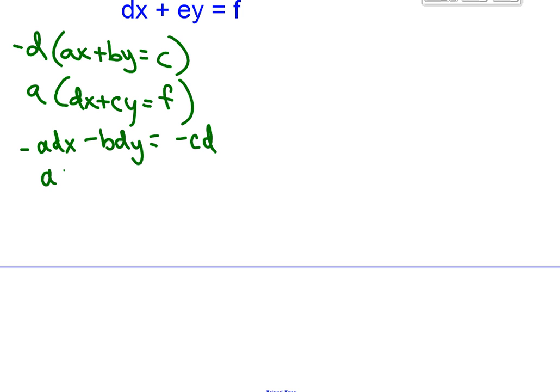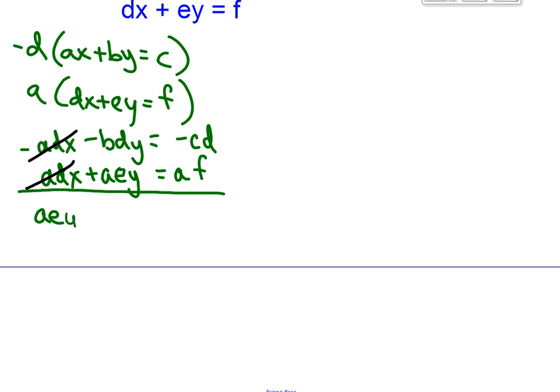And this one is adx plus acy equals, oh, this is an e. Thank you. Yes, e. Very good. Equals af. And when I add those two, these cancel, and I get, and I'm going to write this bottom one first, aey minus bdy equals, and I'm going to write af minus cd.